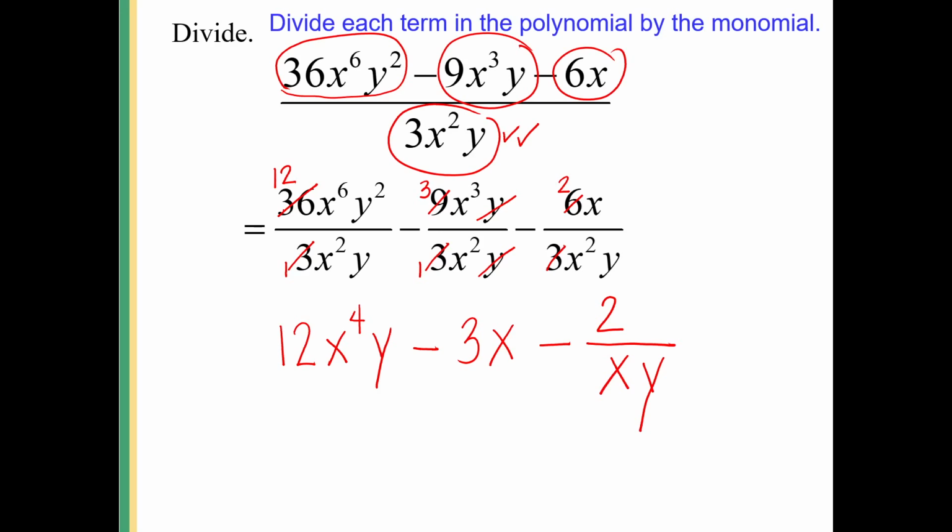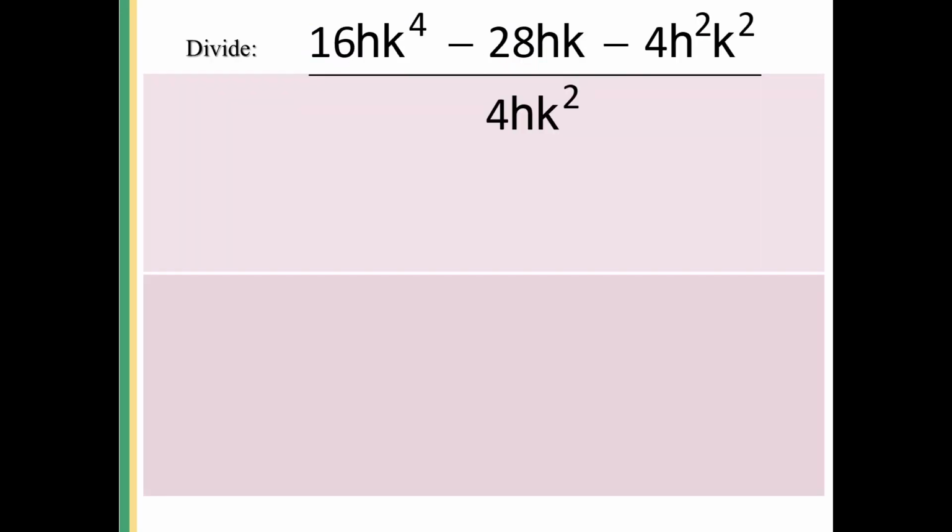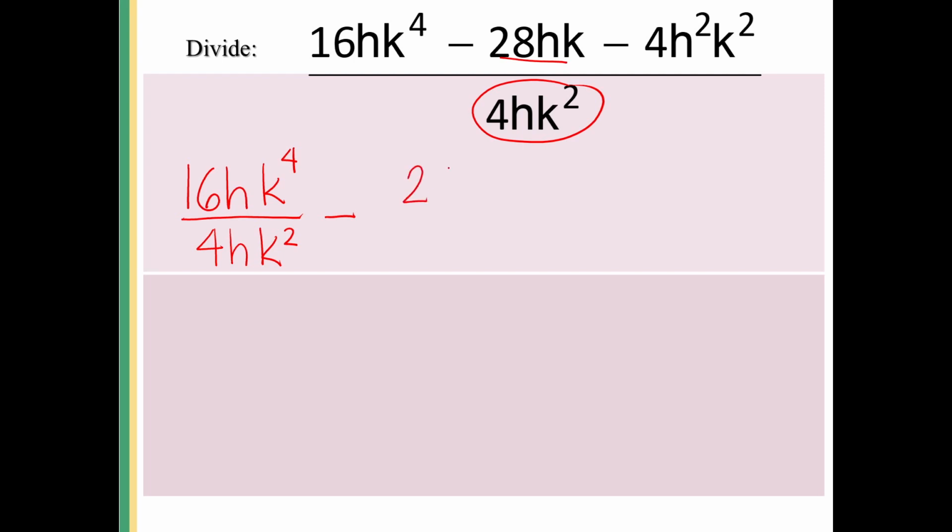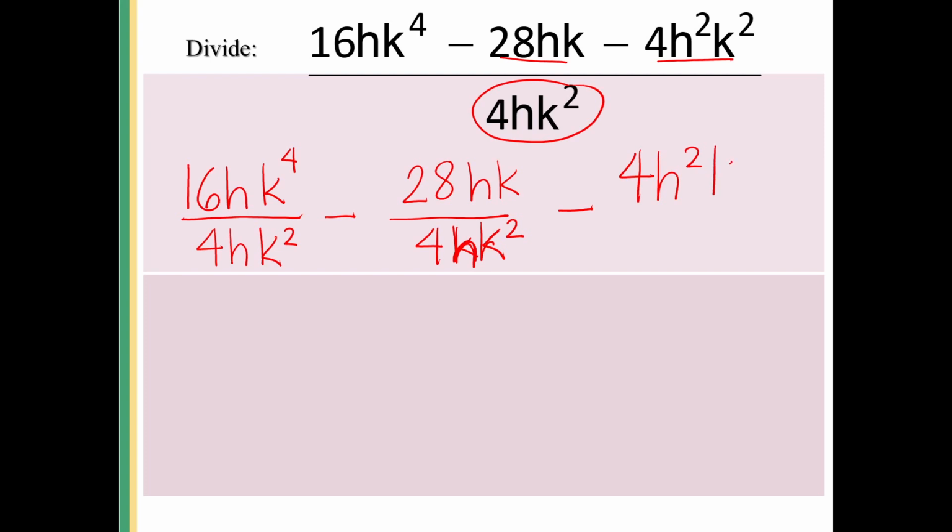Yes, sir. Let's have more examples. Let's have this example, and I will detail it. I have 16hk raised to 4, divided by 4hk squared, minus 28hk over 4hk squared, minus 4h squared k squared over 4hk squared. Okay, let's begin with this.